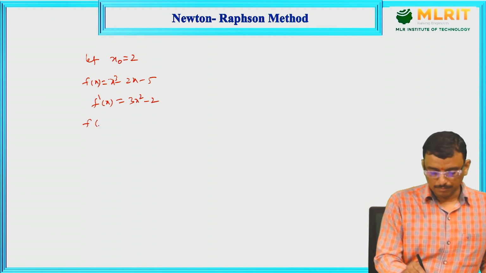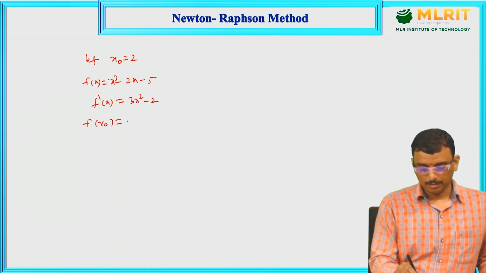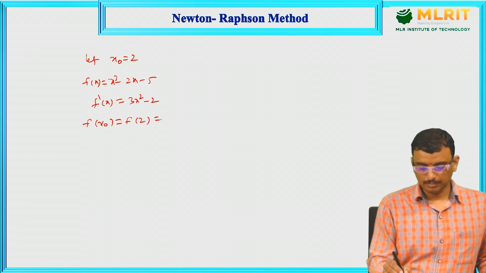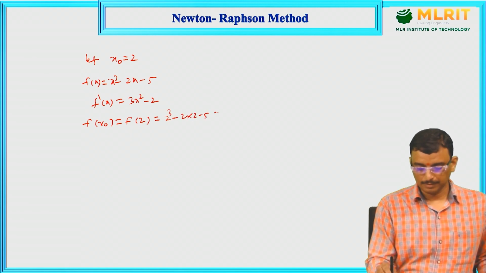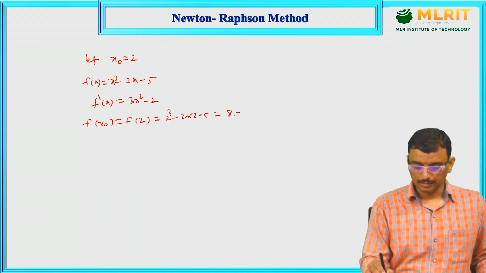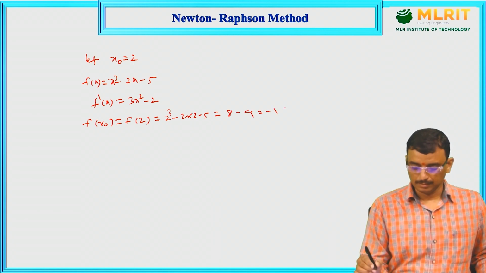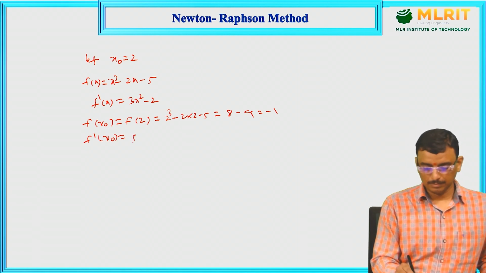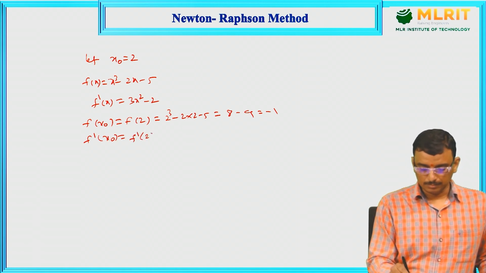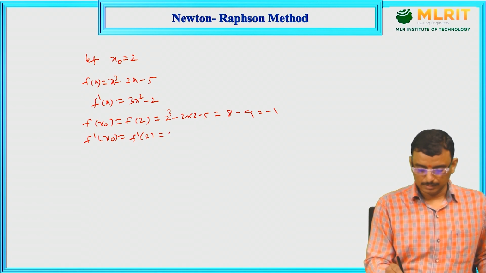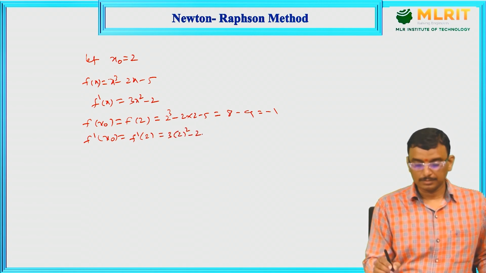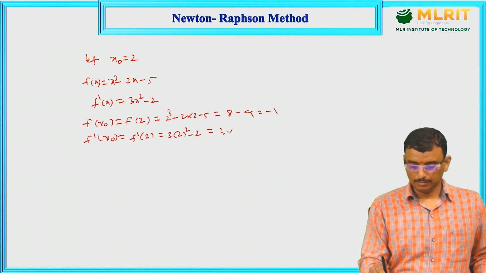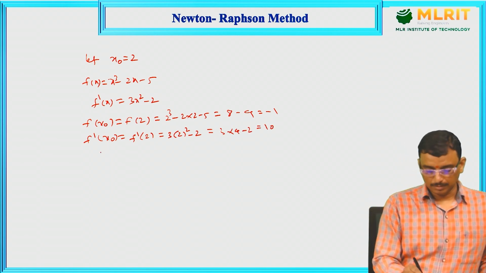Now the value of f of x naught, so this is equal to f of 2, which is equal to, we have already found, 2 cube minus 2 into 2 minus 5. So 8 minus 9, so this is minus 1. And next, f dash of x naught is equal to f dash of 2. So this is 3 into 2 square minus 2. So this is 3 into 4 minus 2. So this is 10.